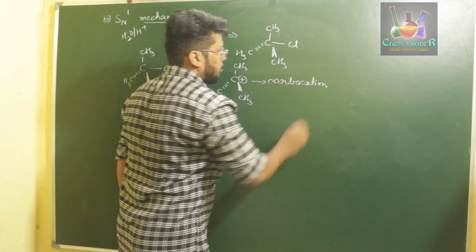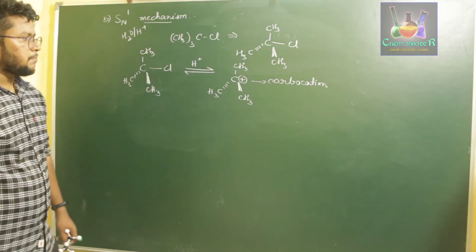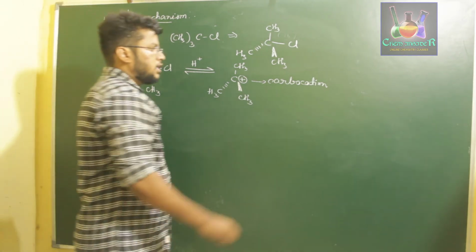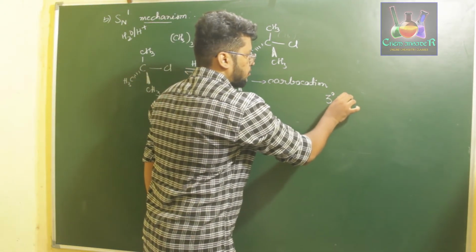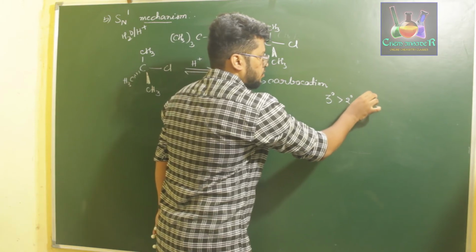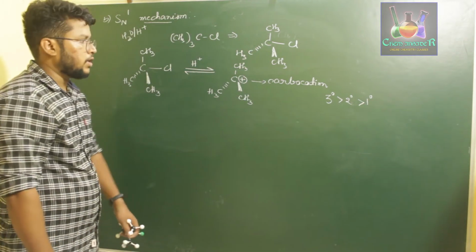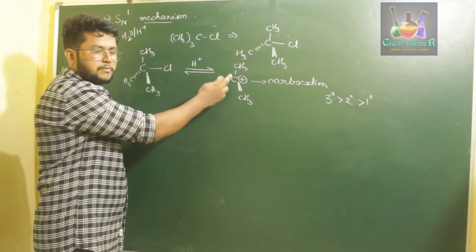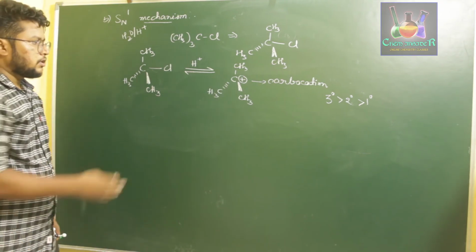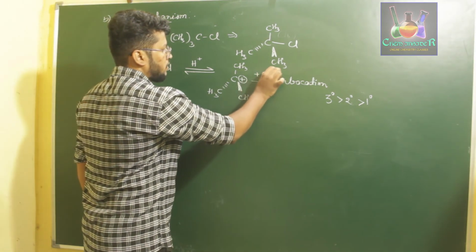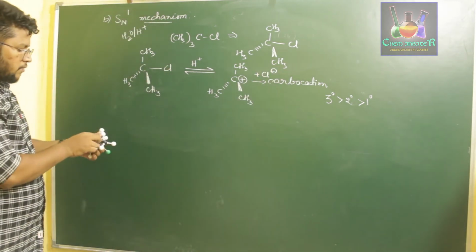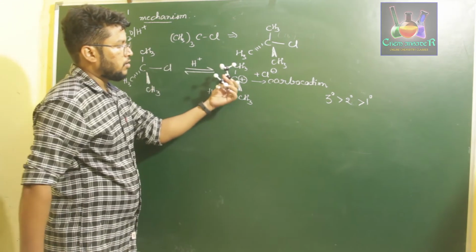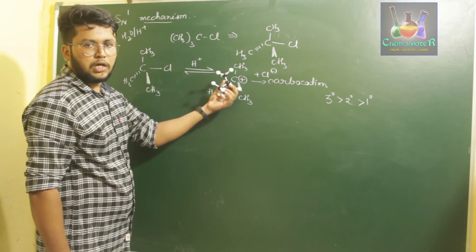So this carbocation is stable if it is completely tertiary. The order of stability for a carbocation is: tertiary carbocation is always more stable than secondary carbocation, which is more stable than primary carbocation. Since the carbocation formed here is a tertiary carbocation, it is stable along with the formation of Cl minus ion. So in the first step we have completely removed the Cl minus ion and created an empty bond for the carbon atom.